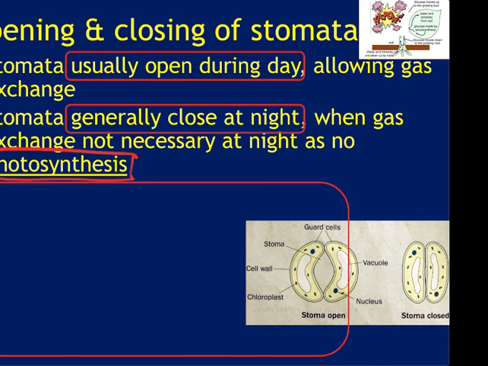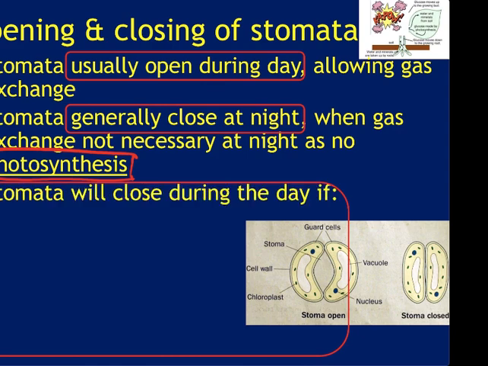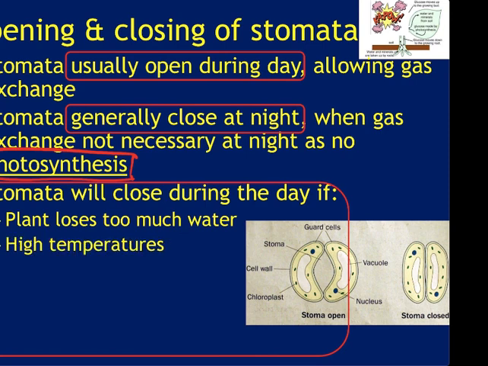So the rule is they're open during the day, they're closed at night, but actually there are some conditions that will make your stoma open or make them close. So during the day, they will close if your plant is losing too much water, so there mightn't be enough water in the roots. The stomata will close. If the temperatures are too high, it means the rate of evaporation is really, really high, so the transpiration stream from root to stoma is just flying.